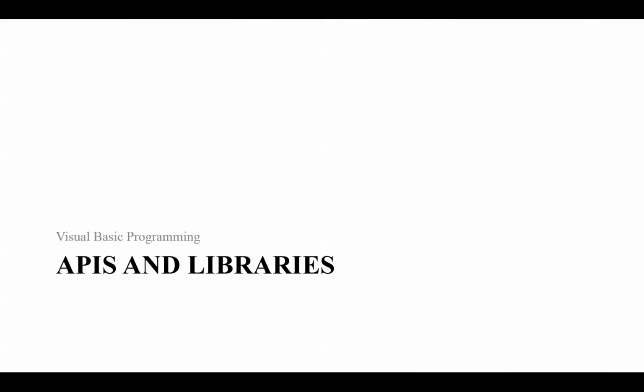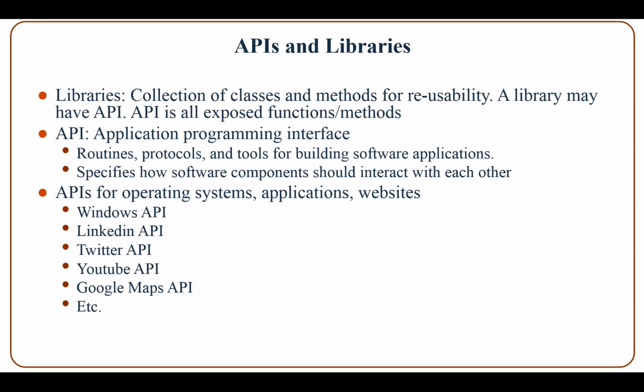In this section, we talked about APIs and libraries. A library is a collection of classes and methods for reusability. A library may have an API. API stands for Application Programming Interface and is a part of the library that is exposed to the outside.